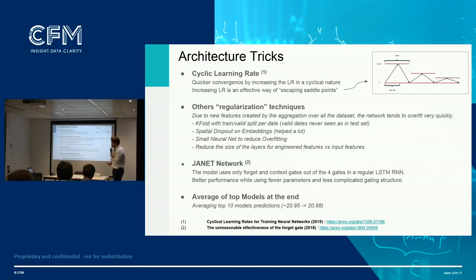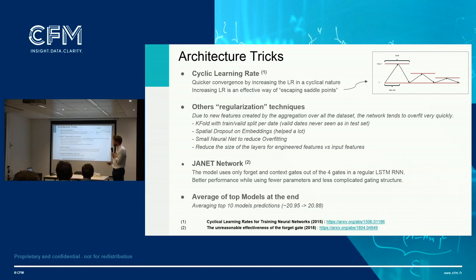What I call other regularization techniques is because of the aggregation over all the data set. We have a lot of values that are the same in the same rows, because you group by dates and you group by products. So there are a lot of things that are always the same in the distinct rows, and this tends to make the model overfit a lot. So I had to add a stratified train split in order to be sure that there was no issue.